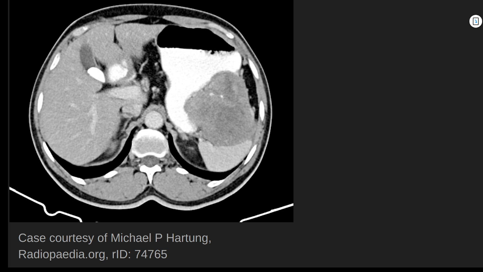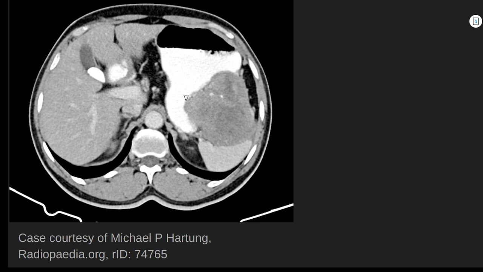This patient presented with GI bleeding, particularly melena. CT scan with IV and oral contrast was performed to evaluate. This is an axial contrast enhanced CT of the upper abdomen.